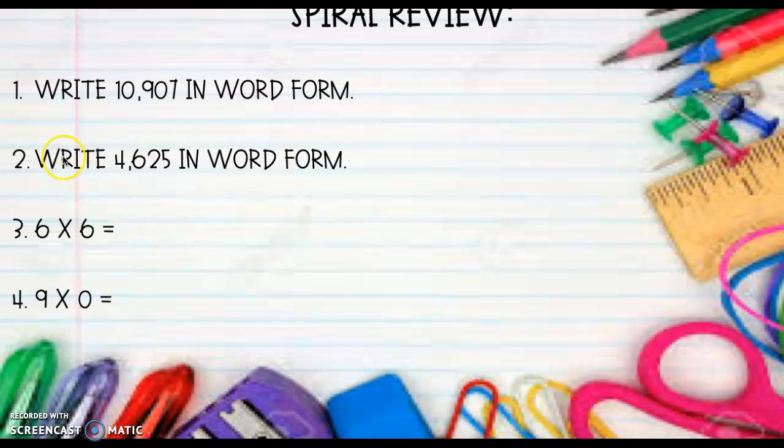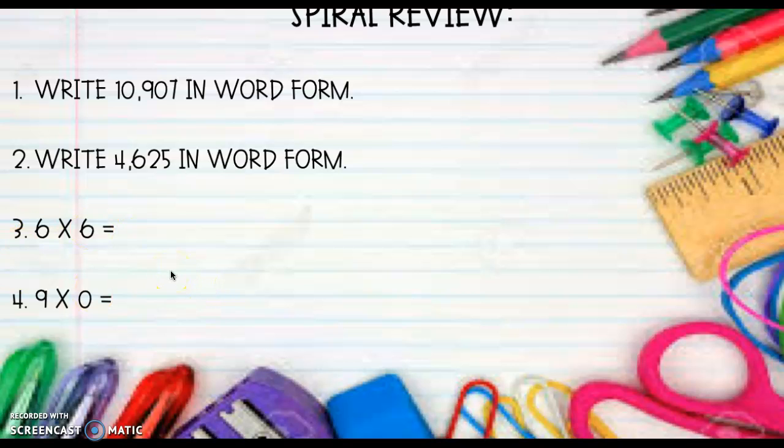And then when we look at number 2, you're doing the same thing but with a different number, of course. So this time you're going to write 4,625 in word form. So that's how you handle numbers 1 and 2. Then you're going to come down to numbers 3 and 4. So 3 and 4 are both multiplication problems. So you're trying to find the product of these answers.